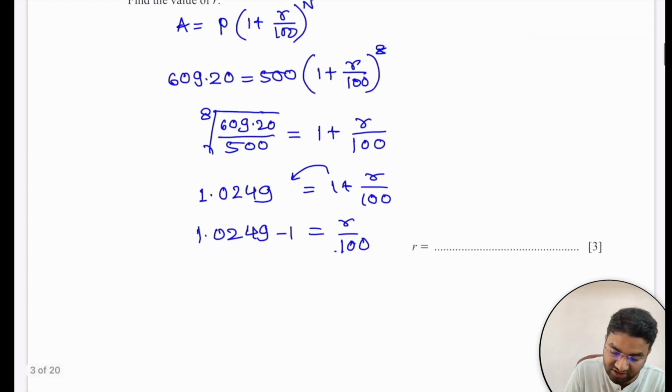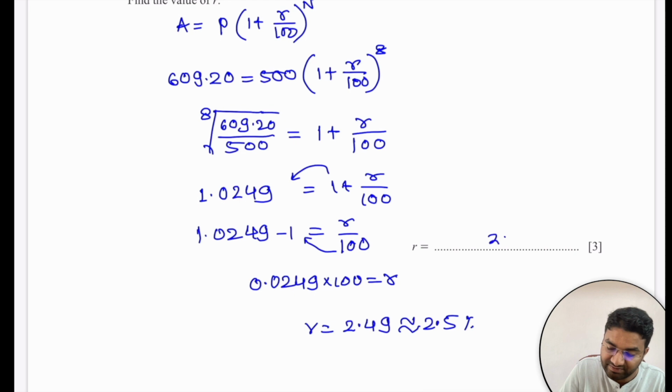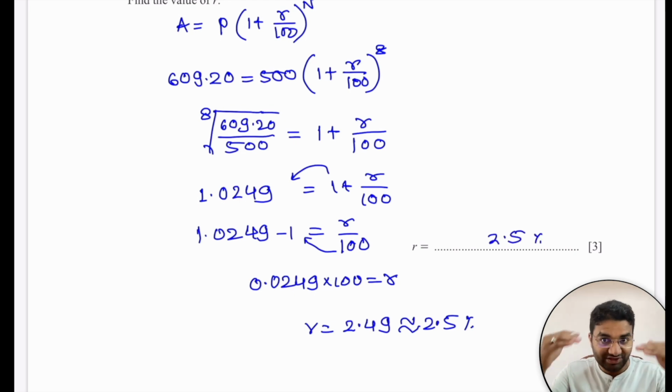Then you have to transfer 100 to the left hand side. Okay, so it will be 0.0249 times 100 is equal to R. Means you just have to shift the decimal 2 places to the right when you multiply by 100. So it will be 2.49, and it's around 2.5% is the rate of interest. Okay, so this is how, step by step, you have to write answers to get 3 out of 3 marks.